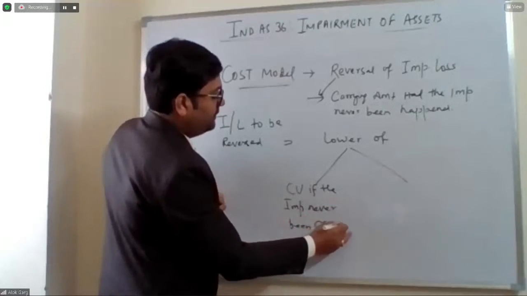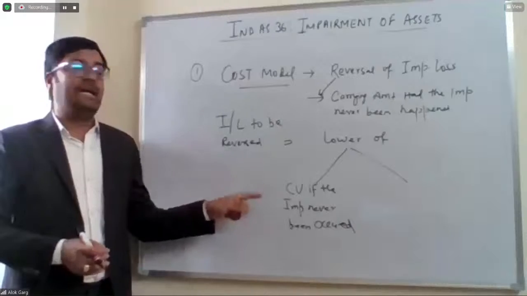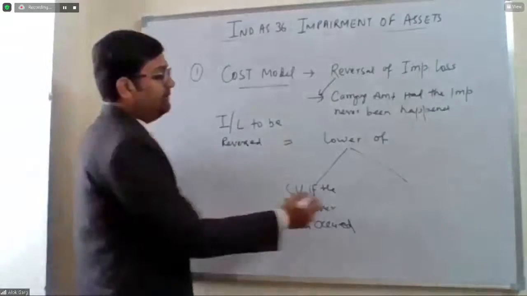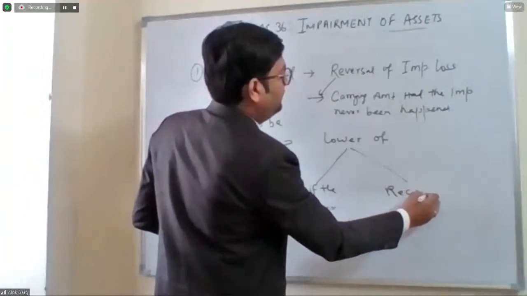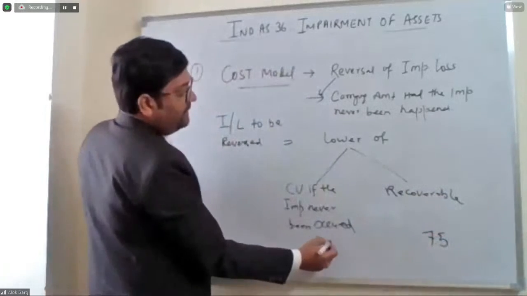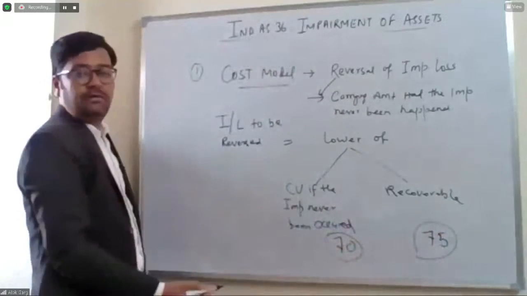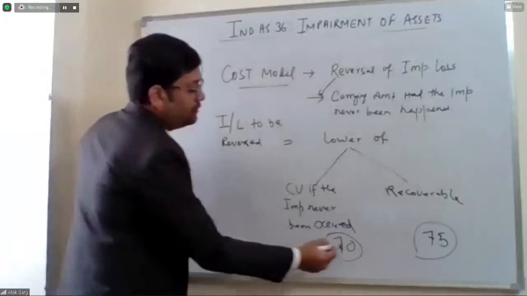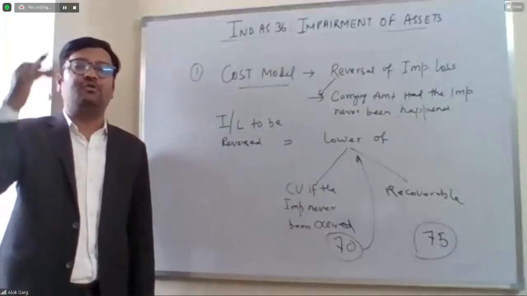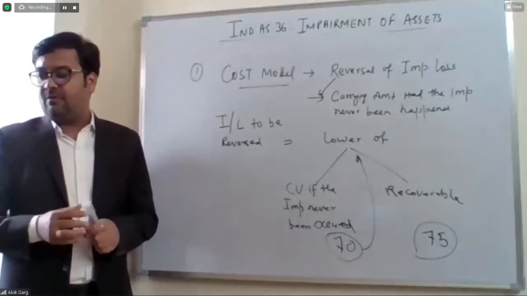So Pujita, you are right. Pujita is saying it means only depreciation needs to be deducted to arrive at a carrying value if the impairment never occurred. You're right, Pujita. Second one is recoverable amount. So in my example, recoverable amount was 75 and the revised carrying value was 70 if the impairment never occurred. So what is lower? Ambika, what is lower, 70 or 75? So 70 is lower, and hence we have reversed the impairment loss to the extent of 70 minus 55, which is 15. Okay, perfect.